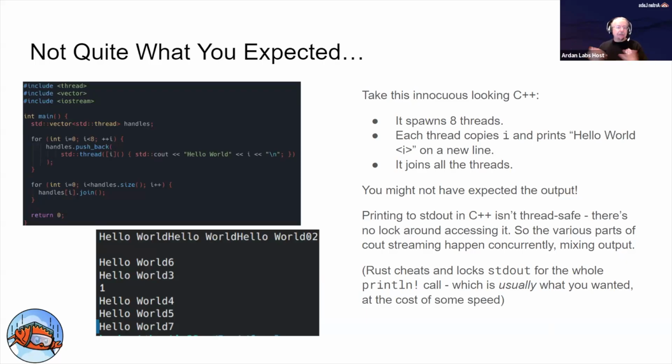We make 8 threads. Each of them prints hello world and the counter from 0 to 7. And then we join the threads, which we'll talk about in a moment, but this is wait until the thread has executed. Looks great. You run it. There's a snapshot of the output there. Hello world, hello world, hello world 02, blank space, hello world 6, hello world 3, 1. So sometimes we've got them. We're getting the full output we want.